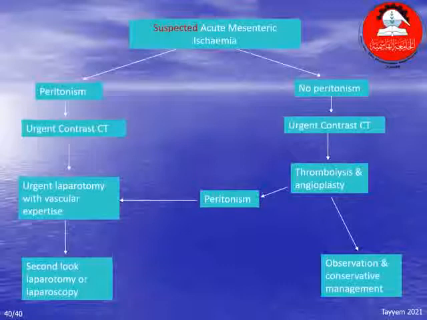This slide will just summarize how to manage people presenting with acute mesenteric ischemia. If there is peritonism, urgent scan and take them to theater, preferably with vascular expertise, and always consider second look laparotomy or laparoscopy. If there is no peritonitis, you can also do a CT scan. Think about mesenteric angioplasty or thrombolysis. If the patient develops peritonitis, take them to theater. If they remain without evidence of peritonitis, carry on with your conservative management.